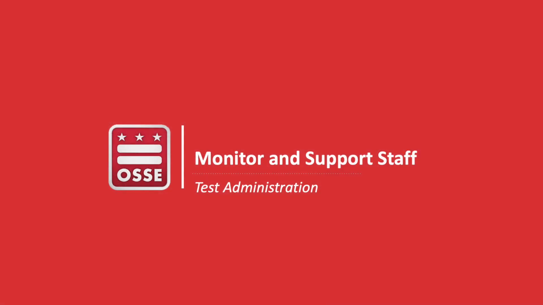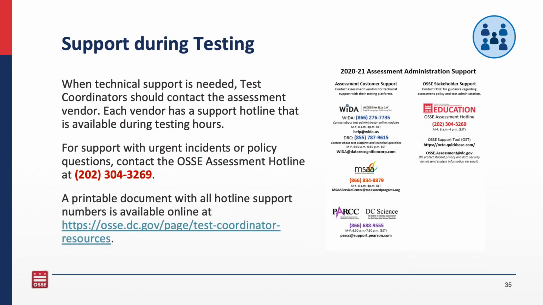The next thing we'll cover is monitoring and supporting staff. When technical support is needed, test coordinators should contact the assessment vendor. Each vendor has a support hotline that is available during testing hours. For support with urgent incidents and policy questions, please contact the OSSE assessment hotline at 202-304-3269. A printable document with all hotline support numbers is available online at the link provided on this slide.